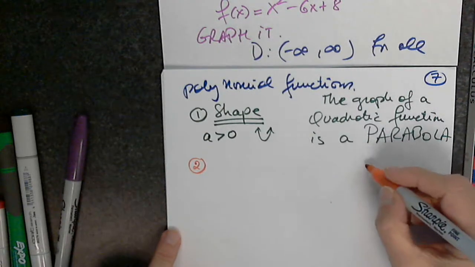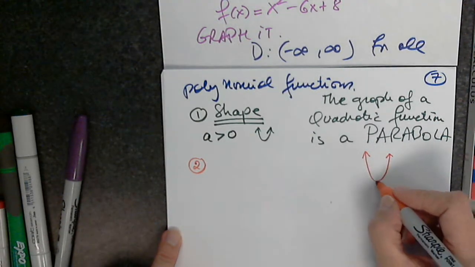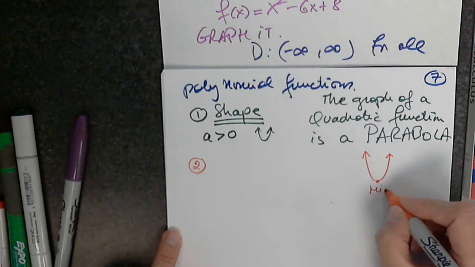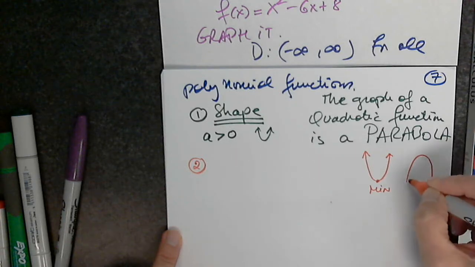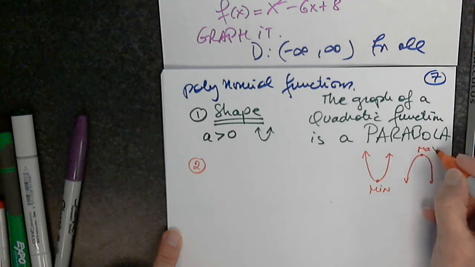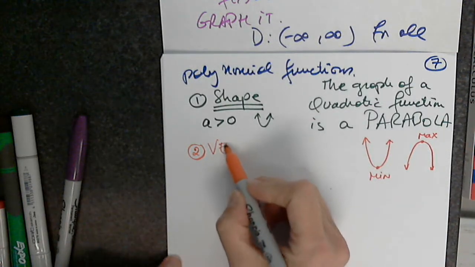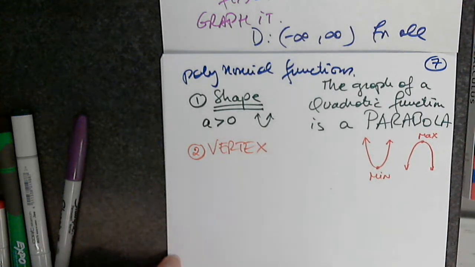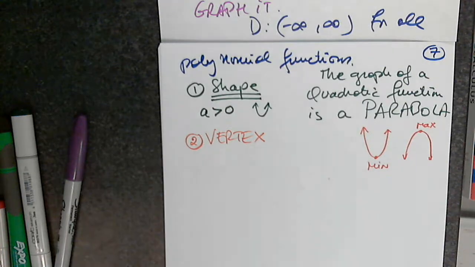Any parabola, opening upward or downward, it doesn't matter. In this case, it has a minimum. If it's the other way, it will have a maximum. Regardless of the name, either minimum or maximum, that point is called the vertex. Either a minimum or a maximum, vertex.